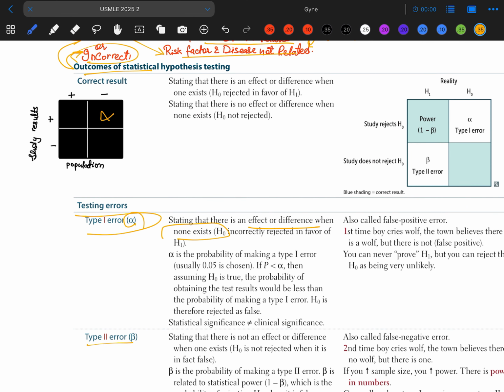Now here's a key stat link. The p-value of your study equals the probability of making a type 1 error. And that p-value is often measured against 0.05, the classic significance level. If your p-value is less than 0.05, that means there's less than a 5% chance your finding is random. That's why a lower p-value gives more confidence that your result is real.